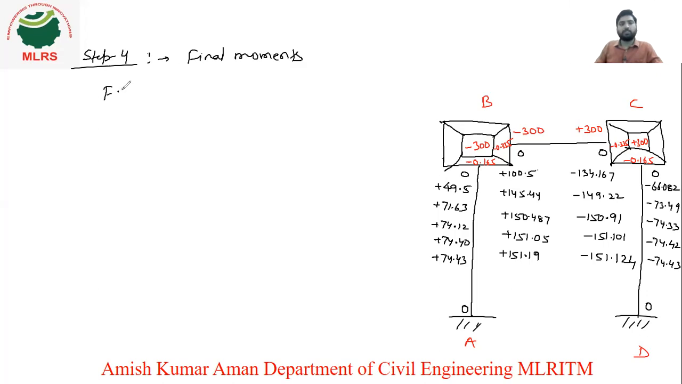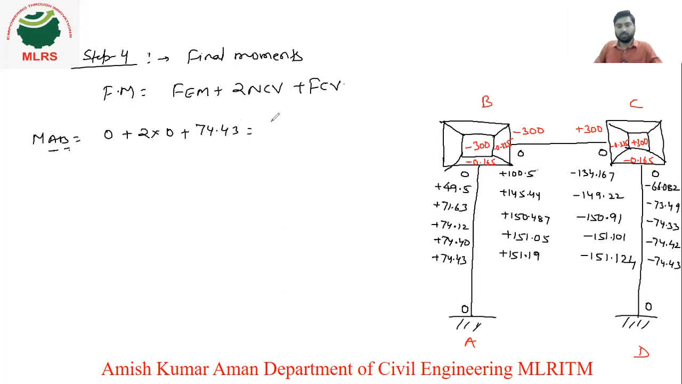For final moments, what is the formula? For final moments, it is fixed end moment plus 2 into near contribution value plus far contribution value. So MAB: the fixed end moment is 0, into 2 into C. In final moments, A and B means A is near, B is far. So at A it is 0. At B, what is the value? 74.43. The total is 74.43 kilonewton meter.